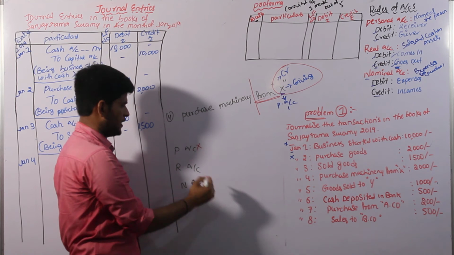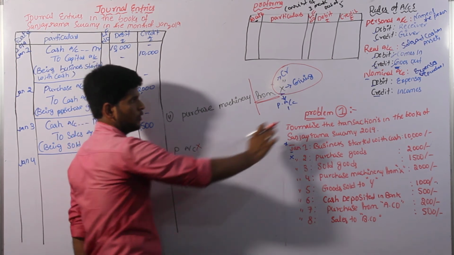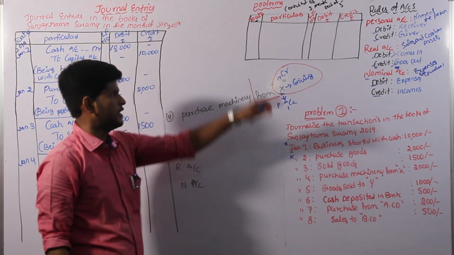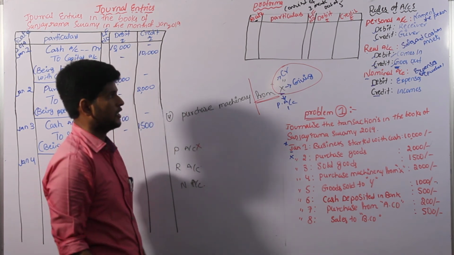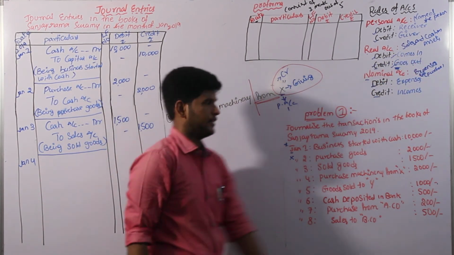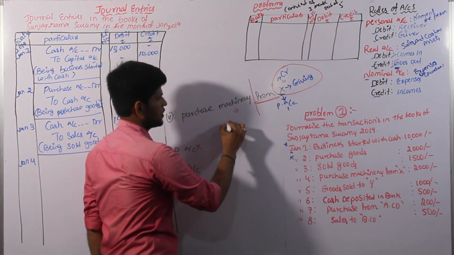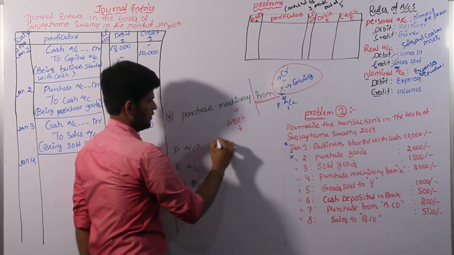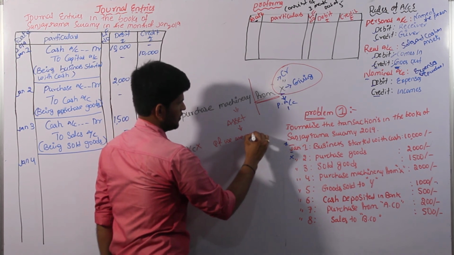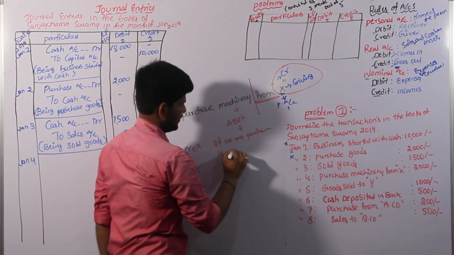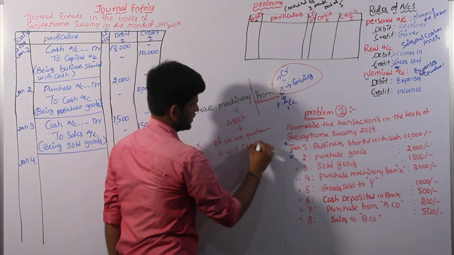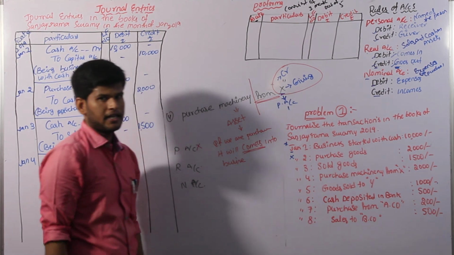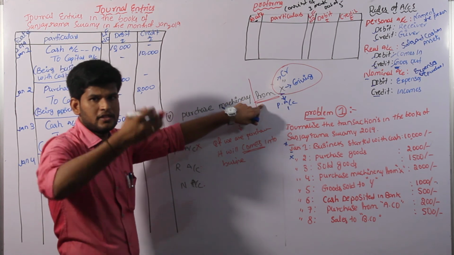So the personal rule is completed, and we come to the second rule, real and nominal. Real account is relating to sales, cash and asset. Here we don't have any sale. Come to the second example, cash. Here we don't have any cash. Come to the third one, real account of asset. We are purchasing machinery. Machinery is called an asset. When we purchase an asset, it comes into the business. We are purchasing machinery, so the machinery comes in.